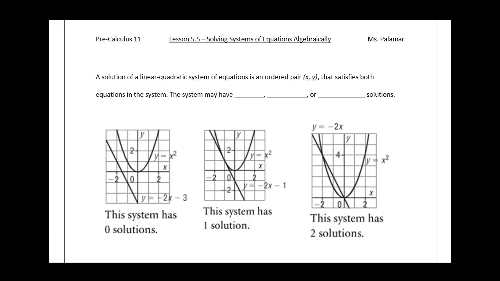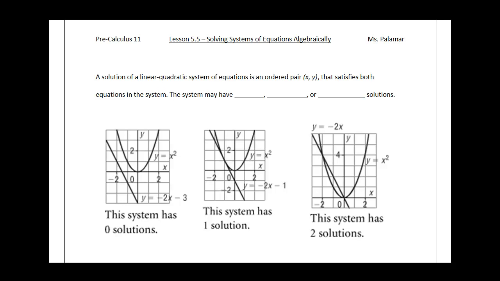Welcome to lesson 5.5, solving systems of equations algebraically. So in this lesson we're going to take our linear equations and our quadratic equations and look at them at the same time. Up until now we've just been looking at them separately and solving, but now we're going to take them at the same time, work them together, and solve from there. So you'll get to see some concepts that we've used before in our previous grades.